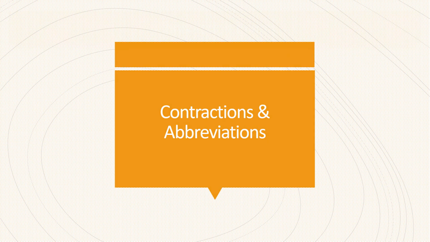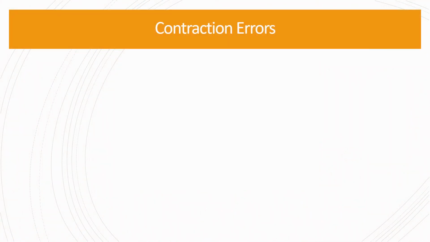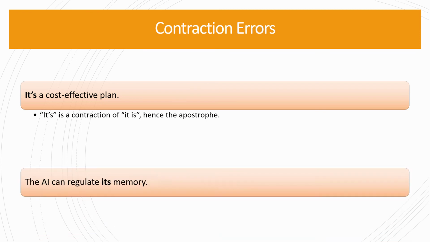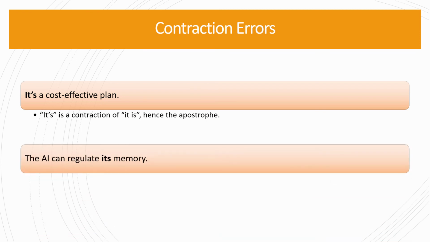Now that you have an idea about preposition and conjunction errors, let's move on to our last topic, contractions and abbreviations. Let's understand contraction errors with examples. Look at the first sentence. It's a cost-effective plan. Here, "it's" is a contraction of "it is," hence the apostrophe. The second sentence says, "The AI can regulate its memory." Here, "its" refers to the possessive form of the pronoun it, so we will not use an apostrophe. These are the kind of contraction errors you should avoid.